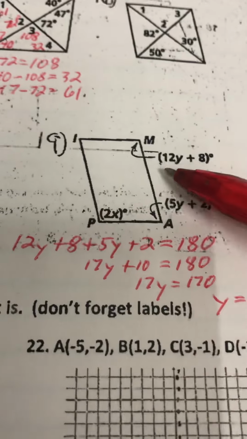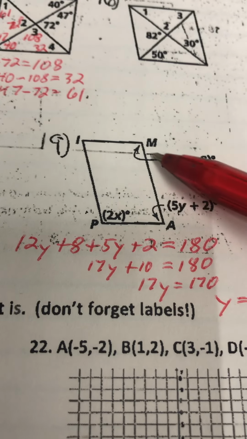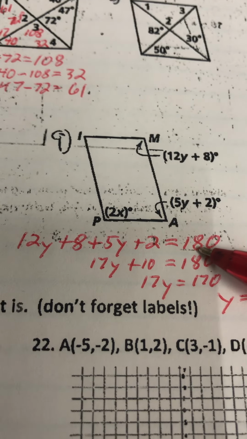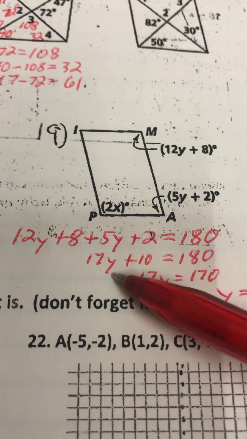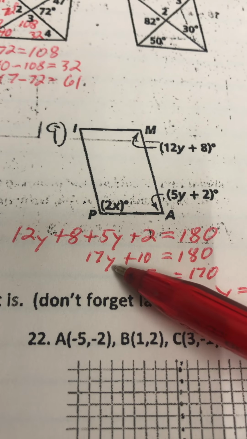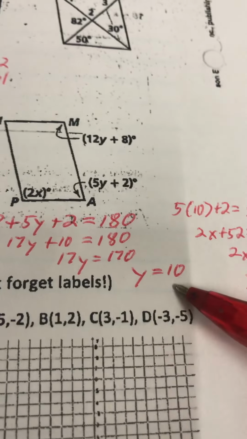Number 19, I'm going to take this one and this one. These are going to add up to be 180 degrees. So I combine like terms, isolate the variable, and I get y equals 10.